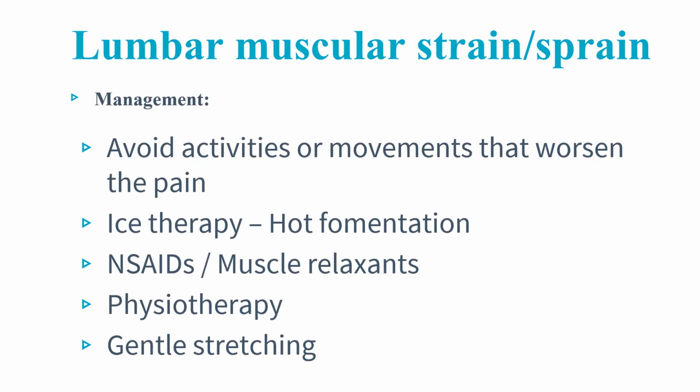So the treatment in lumbar muscular strain is to make the patient comfortable and reduce the pain. You have to spend at least 10 minutes on advice, asking them to avoid activities or movements that worsen the pain. Ice therapy during the initial 2 to 3 days of the acute period reduces the inflammation, and then hot fomentation increases blood circulation to the muscles. You can give NSAIDs, muscle relaxants, physiotherapy and gentle stretching. We have to explain to the patient that this gives only temporary relief. There is a chance of recurrence.